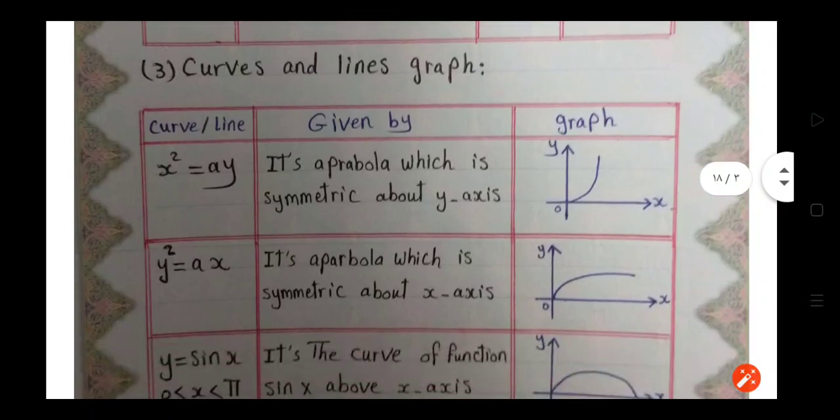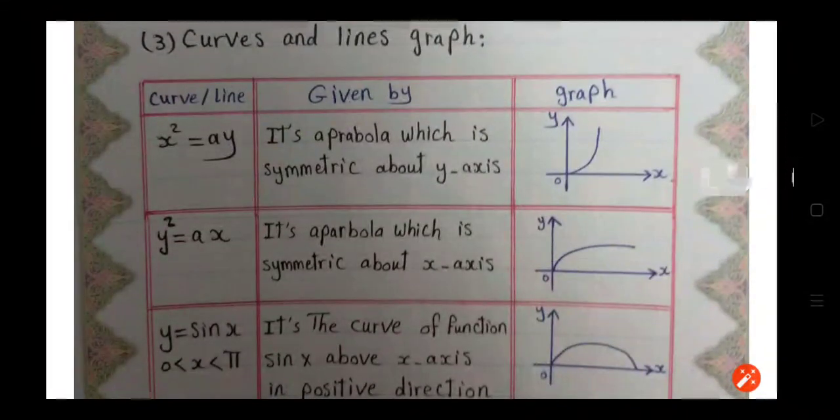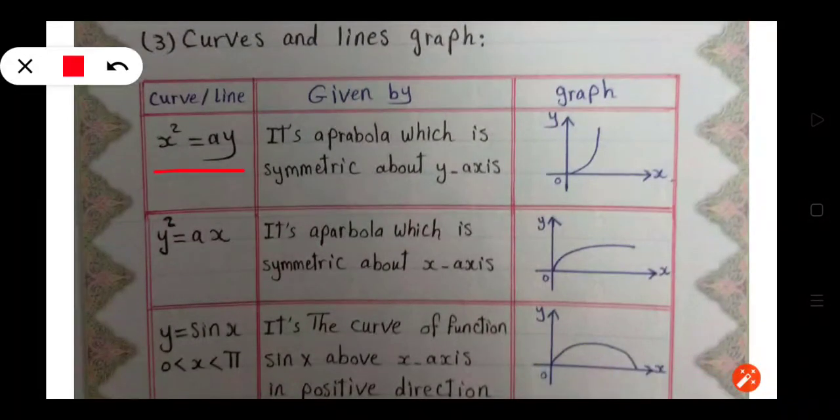Third, how to draw graphs. Firstly, for the curve x squared equals a y, the relation between x and y has one of them of the second degree and the other of the first degree. That represents a parabola which is symmetric about the y-axis, since y is of the first degree. The other, y squared equals a x: y is of the second degree and x is of the first degree, so it represents a parabola which is symmetric about the x-axis, where x is of the first degree. Like this.